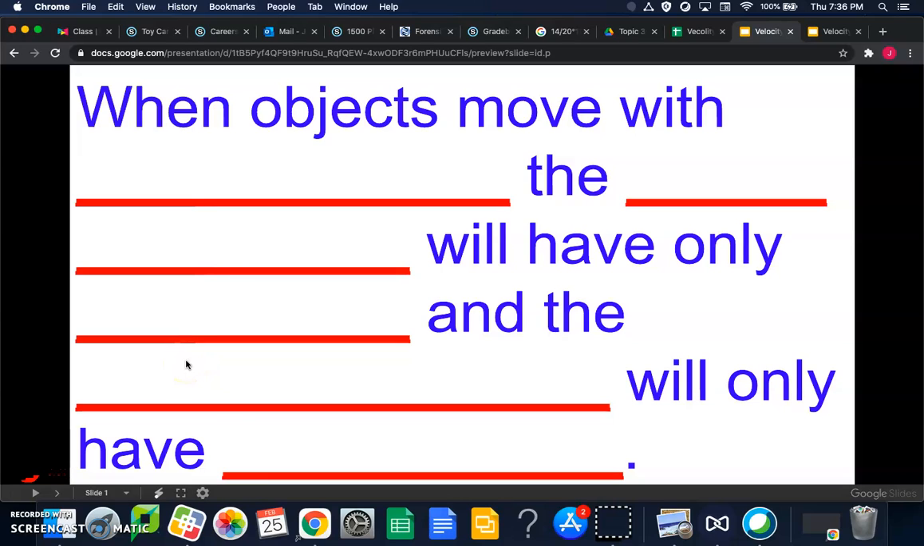Okay, so yesterday we had a lesson on position versus time graphs. Today we're going to be talking about velocity versus time graphs. Basically we're going to be taking position versus time graphs and turning them into velocity versus time graphs. So I just have one little page of notes here for you.